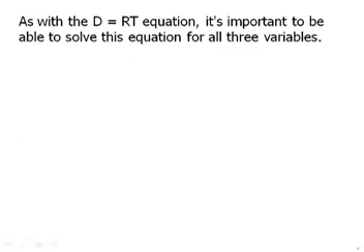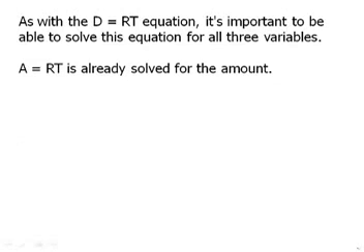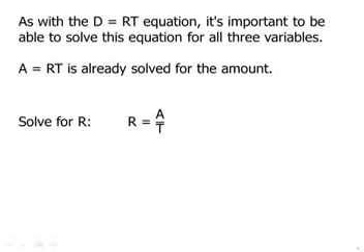As with the d equals RT equation, it's important to be able to solve this equation for all three variables. A equals RT is already solved for the amount. If we solve for the rate, that would be rate equals A over T. Or if we divide by R, then we'll get the time equals the amount divided by the rate. And just as it's important to switch between those three forms for d equals RT, it's also important to switch between these three forms for A equals RT.